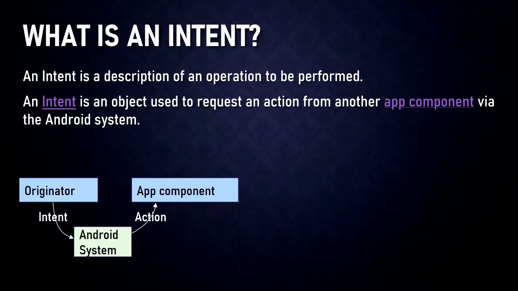So there is an originator requesting some action to be performed. That data will be called an intent. That intent will be performed by the Android system. The Android system will do an action for that specific intent and respond back with the result. So the intent object is used to request an action, and it gives back the response from another component via the Android system.